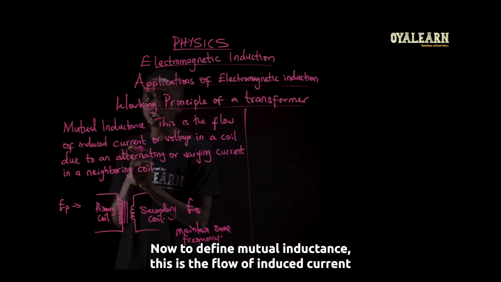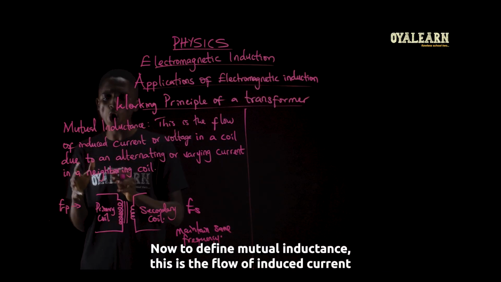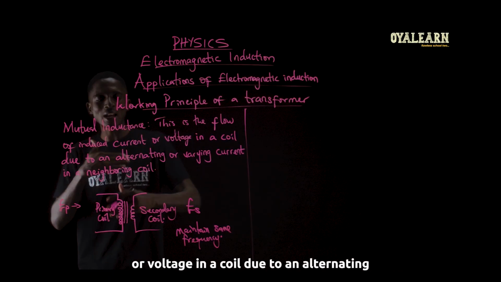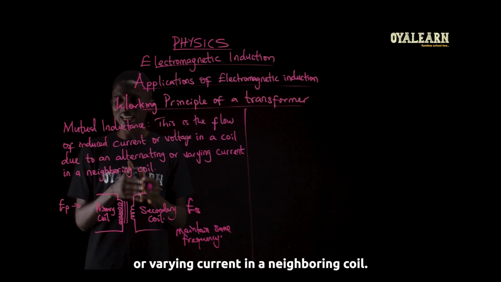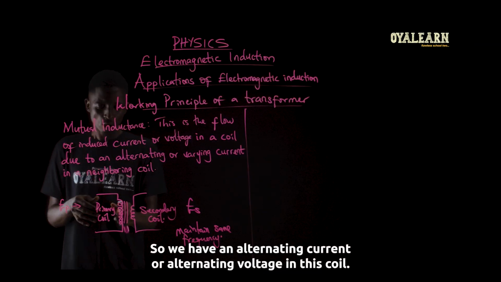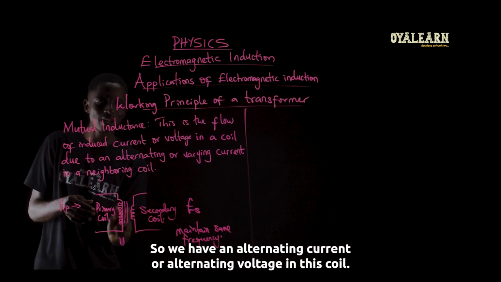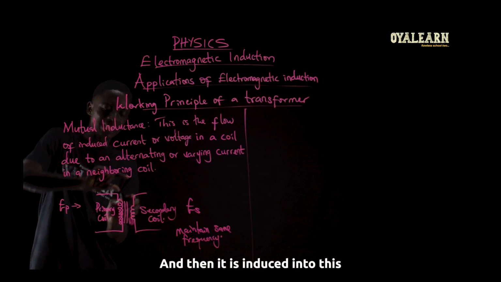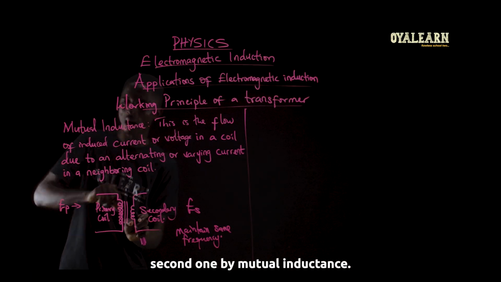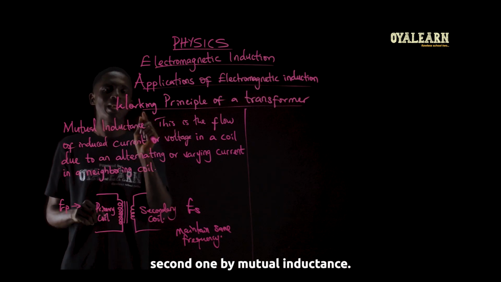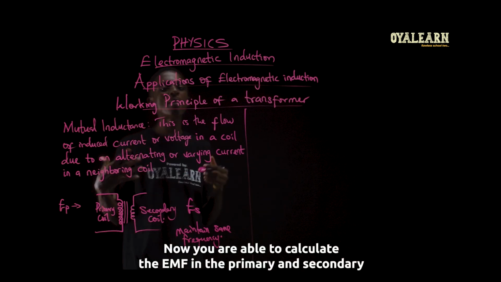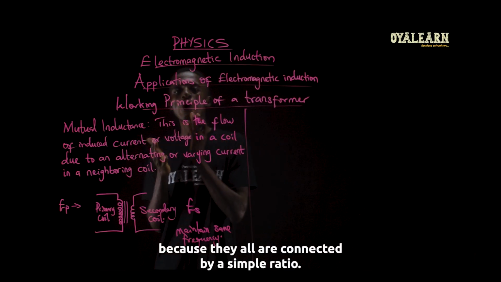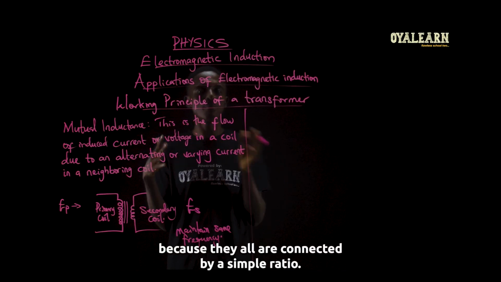Now, to define mutual inductance, this is the flow of induced current or voltage in a coil due to an alternating or varying current in a neighboring coil. So we have an alternating current or alternating voltage in this coil here, and then it is induced into this second one by mutual inductance. Now you are able to calculate the EMF in the primary and secondary because they are all connected by a simple ratio.